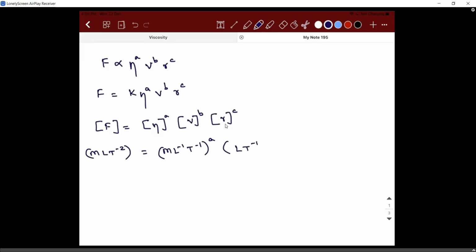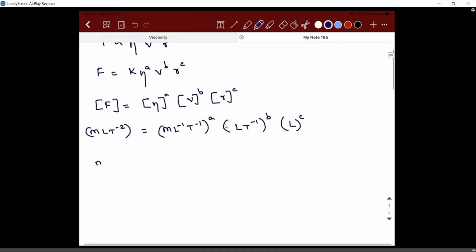L T^(-1) to the power B. And what is the value of R? L power C. Okay. So M L T^(-2) is equal to M^A L^(-A+B+C) T^(-A-B). Accepted?